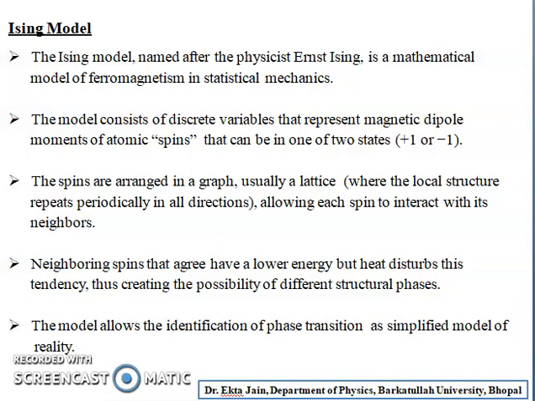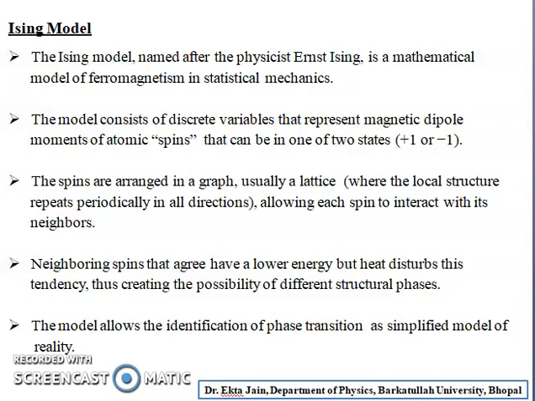This model consists of discrete variables that represent magnetic dipole moments of atomic spins that can be one of two states, either +1 or -1. And as we know, +1 is for spin up and -1 for spin down. The spins are arranged in a graph, usually a lattice, where the local structure repeats periodically in all directions. It allows each spin to interact with its neighbors. It means a particular spin will be influenced by its neighboring spins only.